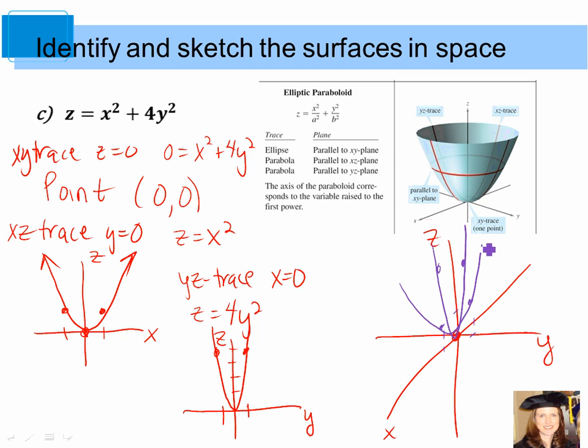So all of those combine together to give you this elliptic paraboloid. Kind of like a bowl that's been squished together, so it has wider and more narrow components of the bowl.